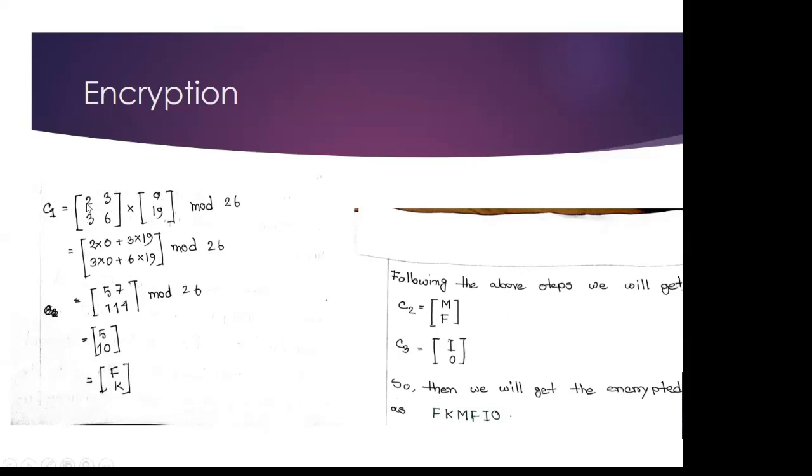Our matrix multiplication equals 2 into 0, then 3 into 19, which will be added, then again 3 into 0, 6 into 19. We have to add this also. So the values are 57 and 114, and we will do the mod 26 with it. After doing the mod, we have found the values 5 and 10, which represent F and K. After that, following the above steps, we will get the C2 and C3 groups, which will be M, F, and I, O. Then we can say the encrypted value is F, K, M, F, I, O.